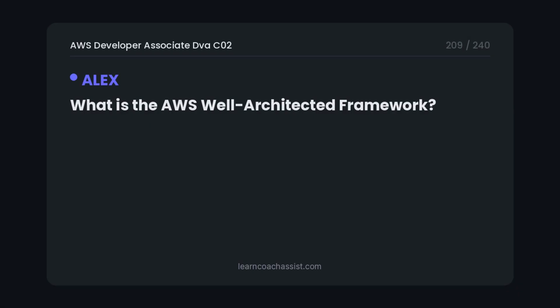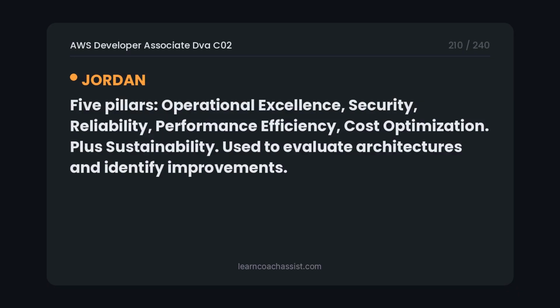What is the AWS Well-Architected Framework? 5 pillars: operational excellence, security, reliability, performance efficiency, cost optimization. Plus sustainability. Used to evaluate architectures and identify improvements.